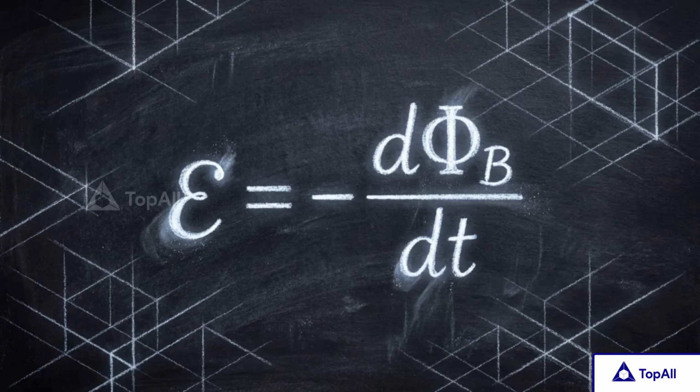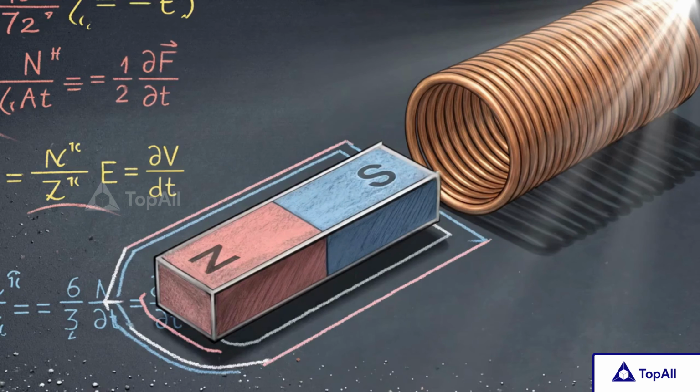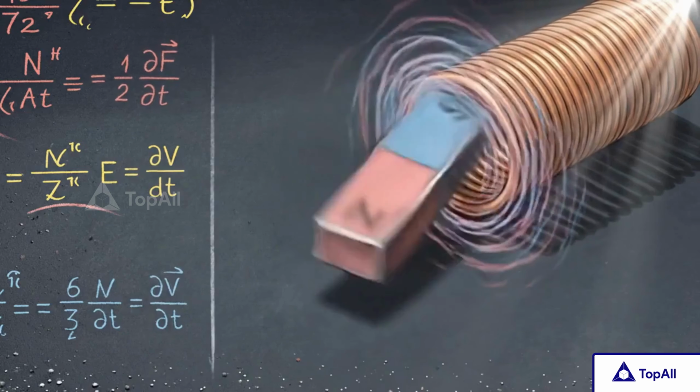This is Faraday's law of induction. Epsilon is the induced EMF, and d phi b over dt represents exactly how fast the magnetic flux is changing over time. The negative sign at the front represents Lenz's law. It tells us that the coil inherently opposes this change in flux, creating a physical magnetic resistance you can actually feel when pushing a magnet into a loop of wire.